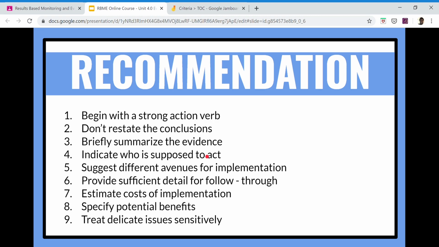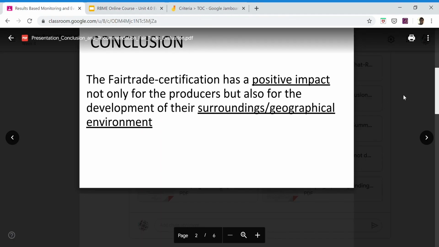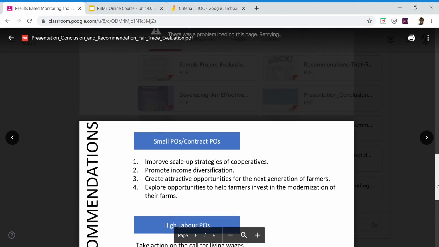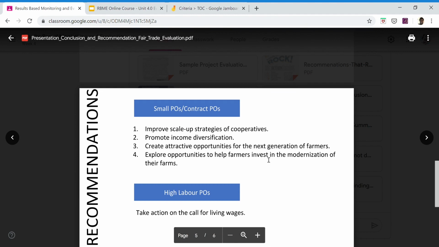So if you have several stakeholders involved in a program and you want to write recommendations, it's important that you state this recommendation is for X organization and this is for Y organization. Yeah, so I can show this anyway. It's something like this.